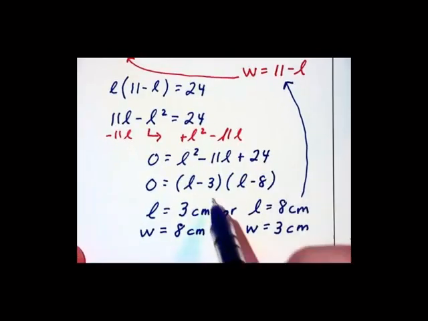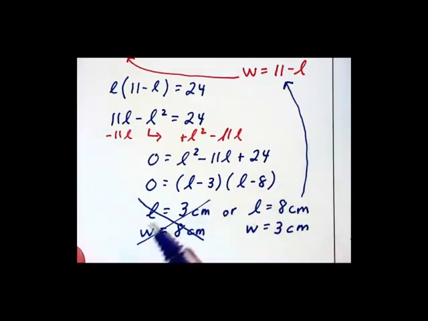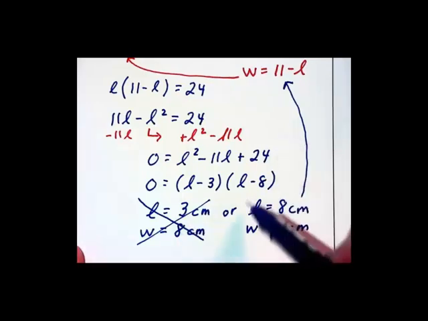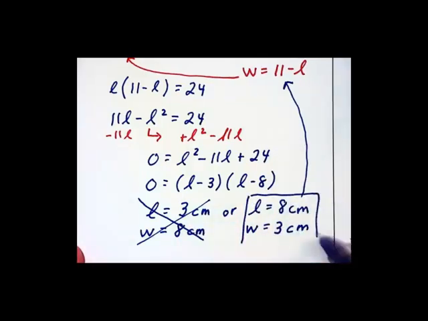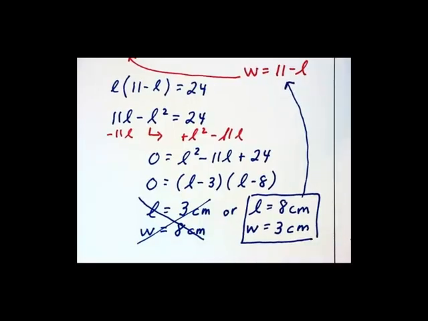It's kind of weird. I've got to cross off the first solution on the left because the L stands for the length, which is the longer side, and I can't have the width longer than the length. So in this problem we're going to have the L is 8 and the W is 3 centimeters.